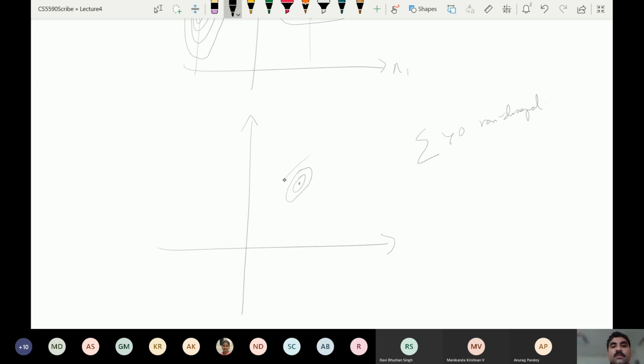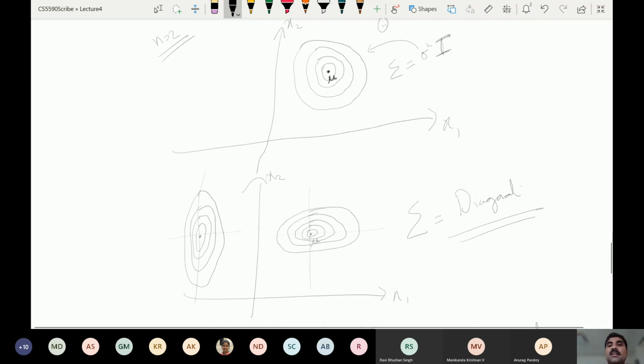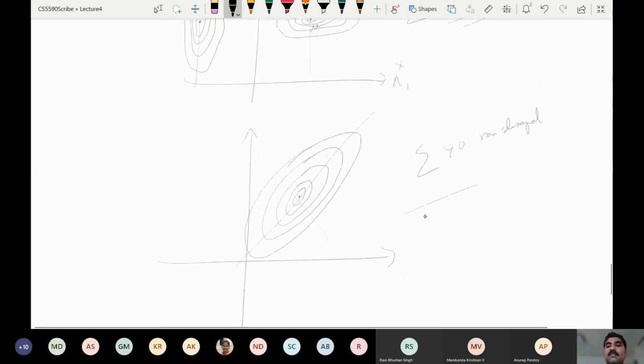So these principal axes are not parallel to the original axis. Okay, but in either case you can understand one thing, right? In both these cases, the random variables in each entry will be independent. That's very clear, because these are axis parallel, right? In all these cases, the individual random variables x1, x2 will be independent. But in this case, they will not be independent. Okay, that's the other way to understand.